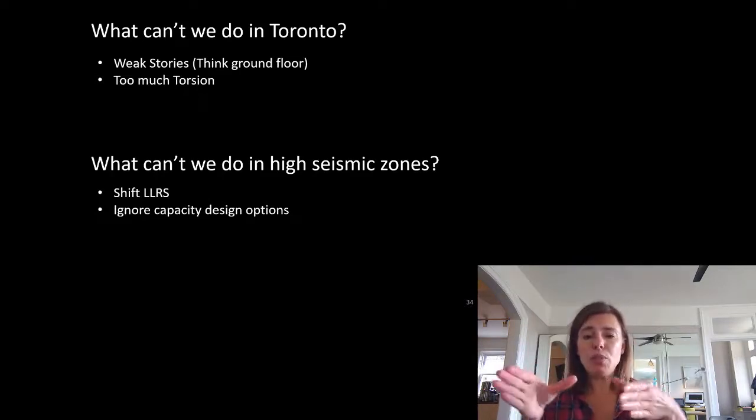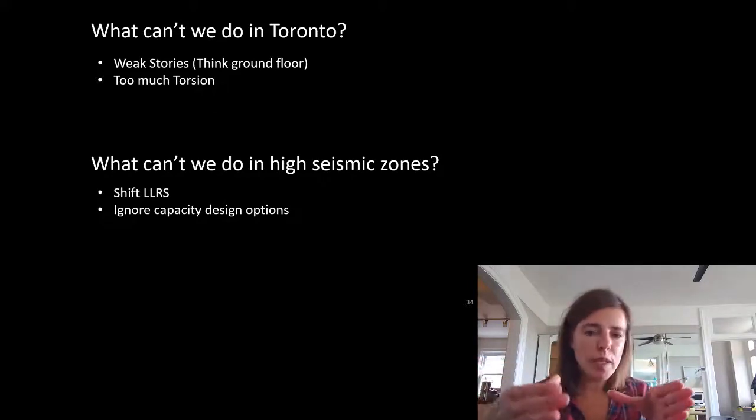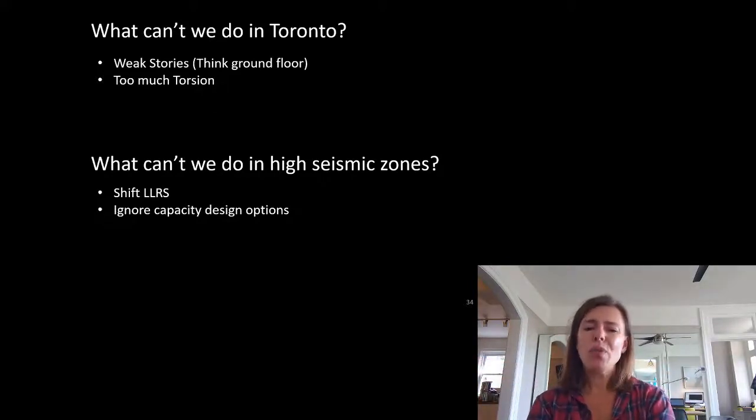We also can't have too much torsion, or the building can't twist too much. Those are really the only limitations for seismic in Toronto and kind of southern Ontario.